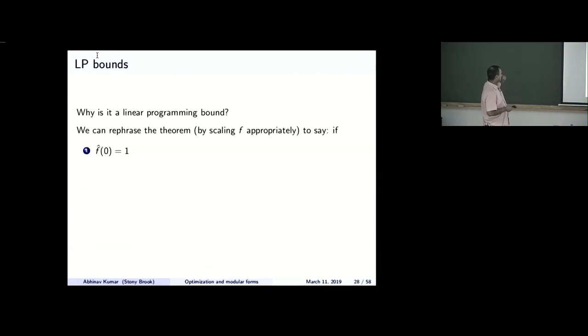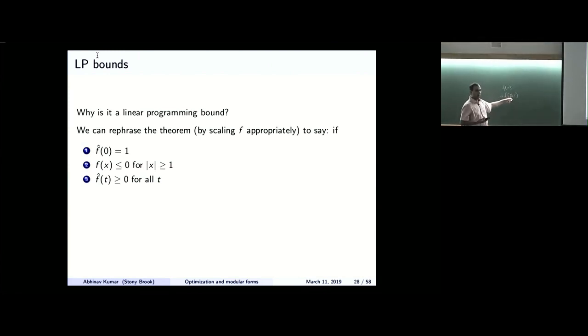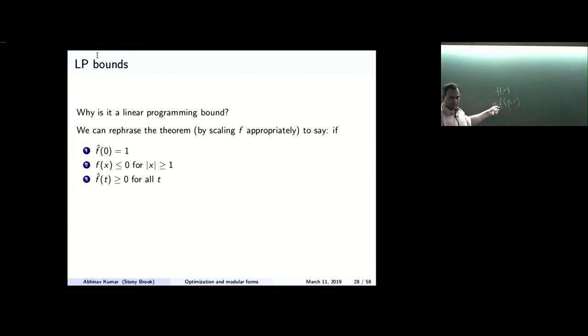So the first thing is, why is it called a linear programming bound? We can rephrase the theorem by scaling f. If you have an f of r, you can consider scaling as follows: you can look at alpha f of beta r. So you can scale the argument and scale the function. This allows you to set whatever value you want for the function by scaling alpha, and whatever value you want for the Fourier transform at 0 by scaling beta.